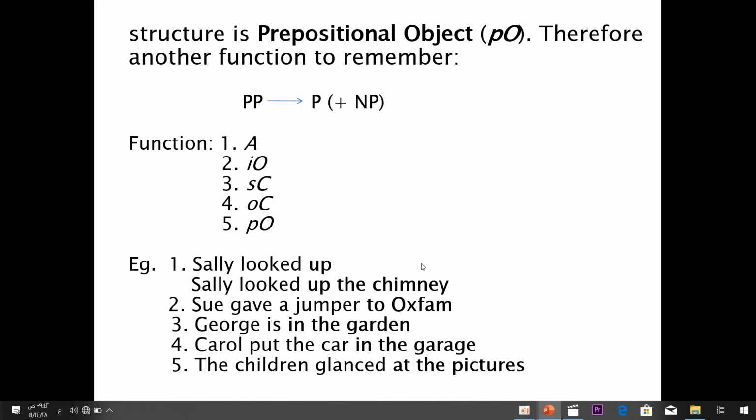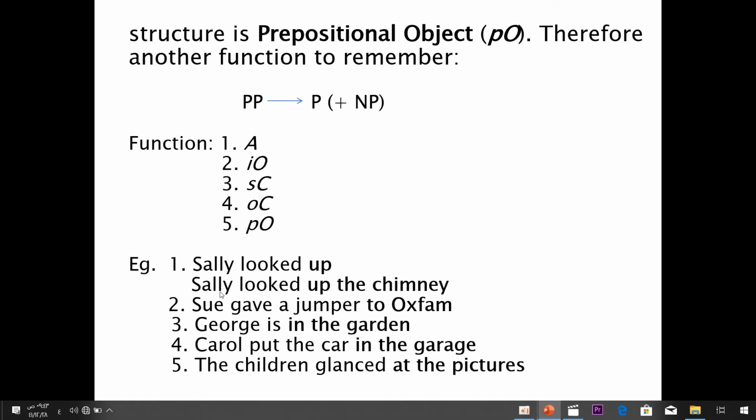As you see, example: adverb. Okay, we have indirect object, complement of subject, complement of object, and then we have a prepositional object. Sally looked up. Sally looked up the chimney. Sue gave a jumper to Oxfam.